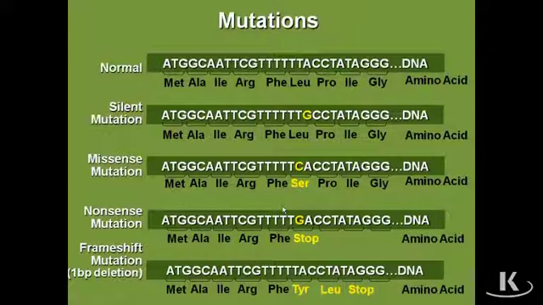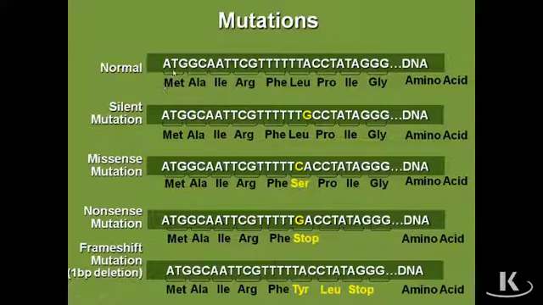Let's look for a second at the mutations. The types of mutations that can happen at the DNA level, which will then cause an altered RNA to be produced, which will then cause an altered protein to be produced. Let's take a peek. Shown at the top here is the normal DNA sequence for some theoretical gene.